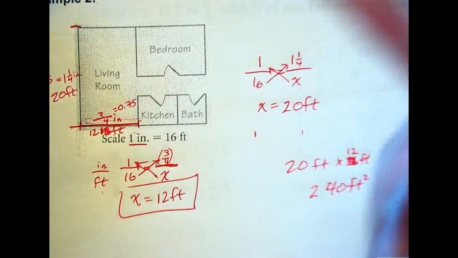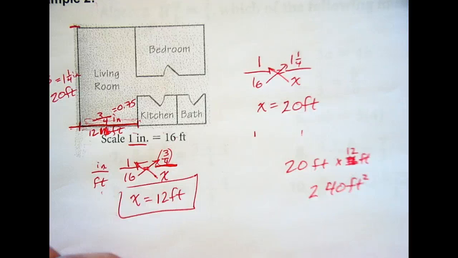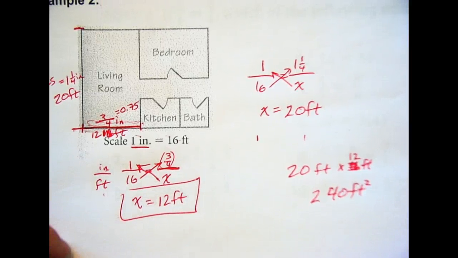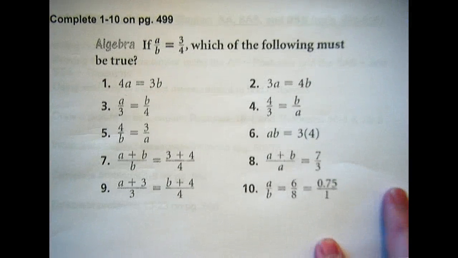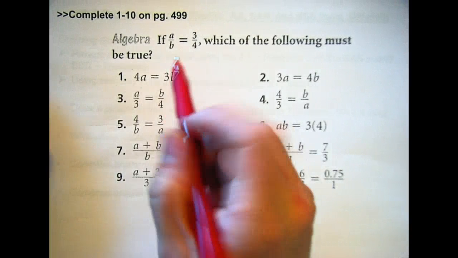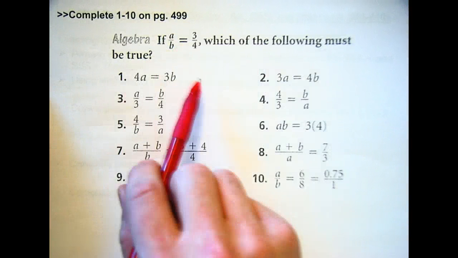You could also use that if you actually had the dimensions of a wall and you're trying to figure out how much paint you'd need. Okay? All right. That's about it for similarity. How many know how to cross multiply and divide? Solve proportions. Okay. How many think you're pretty good at it? You're like, I'm okay. Okay. Let's take a look at this piece. This is out of your book. If you want to, it's on page 499, but I'll leave it up here. The question is this: if A over B equals 3/4, which of the following are true?